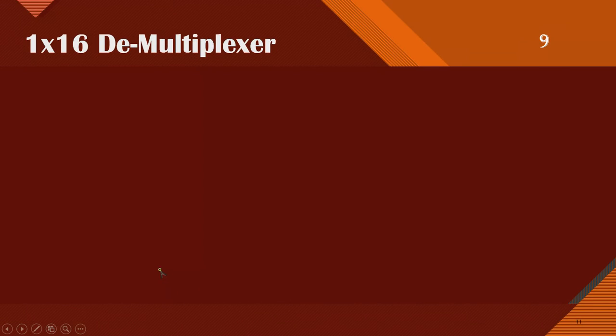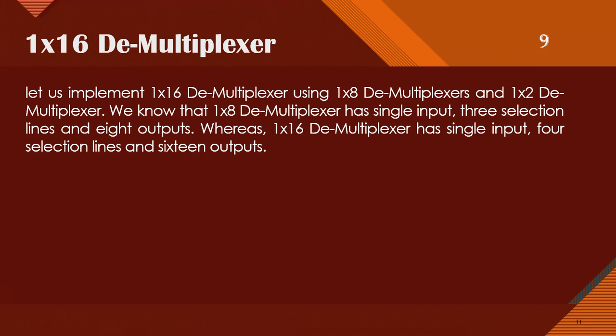Then we go to the last part, that is the 1 into 16 demultiplexer. Let us implement a 1 into 16 demultiplexer using 1 into 8 demultiplexers and a 1 into 2 demultiplexer. We know that a 1 into 8 demultiplexer has a single input, 3 selection lines and 8 outputs. Whereas a 1 into 16 demultiplexer has a single input, 4 selection lines and 16 outputs, because 2 to the power 4 is 16.